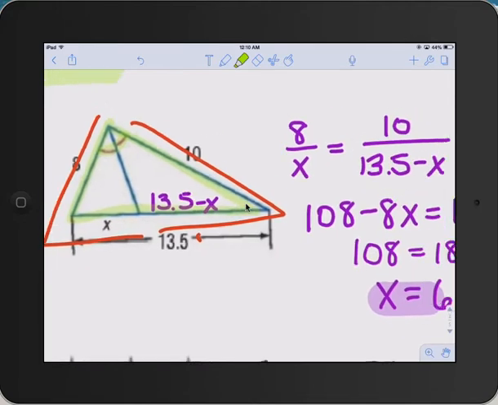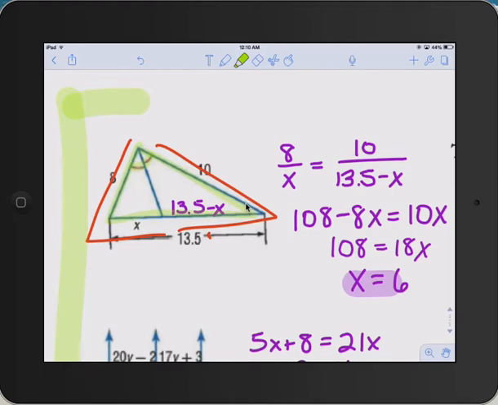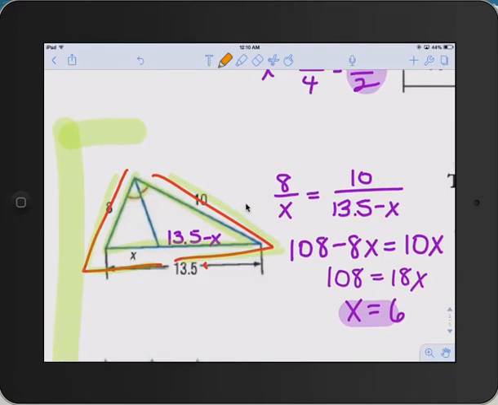So you can either do as I did and say, as you follow the red segments there, 8 is to x as 10 is to the part over here, which is 13.5 minus x. Or you could also say 8 is to 10 as x is to 13.5 minus x. Okay, that would be the same equivalent proportion there. Notice that if you cross multiply that, you'll get the same thing. So these two are equivalent to each other.